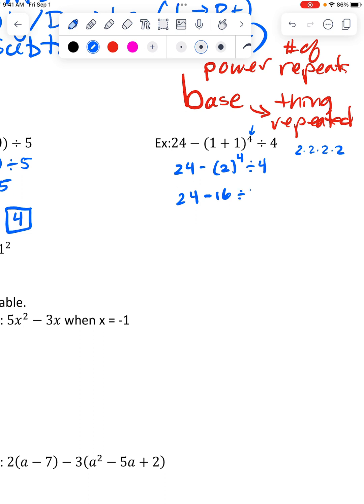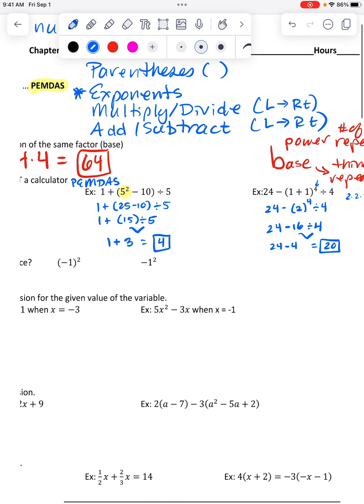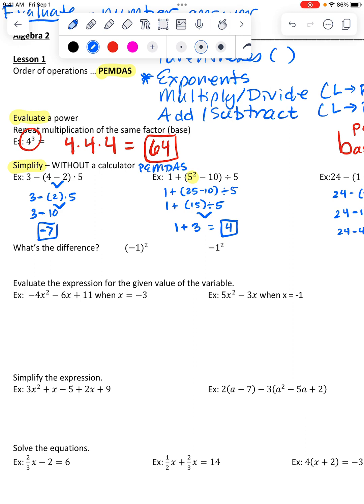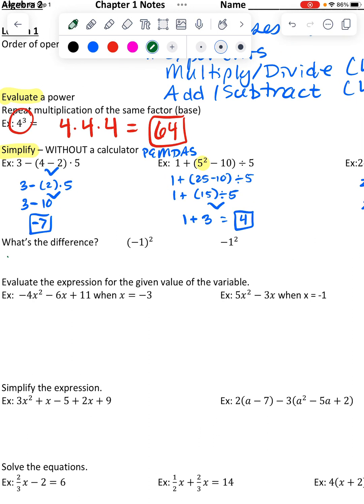And then the next sweep, I have division. So I do that part first. So 24 minus, and then 16 divided by 4 turns into 4. So my final simplified answer is a 20. That's straightforward using PEMDAS. So now the next thing is looking at something that's really a key point.